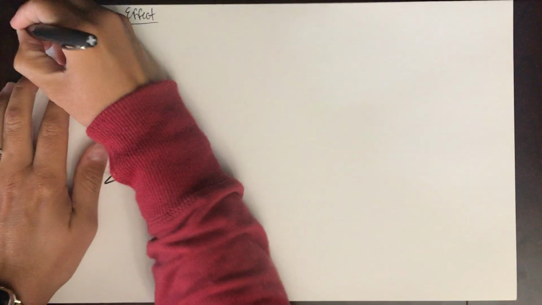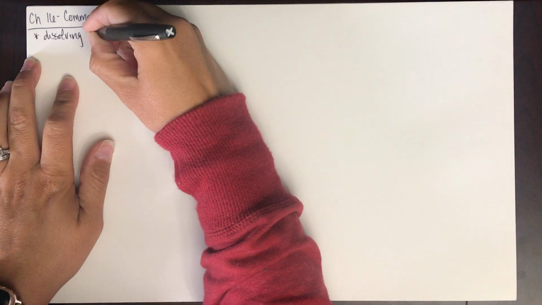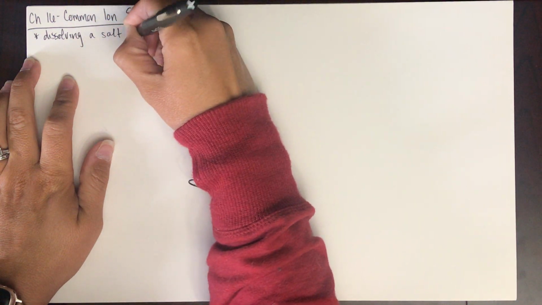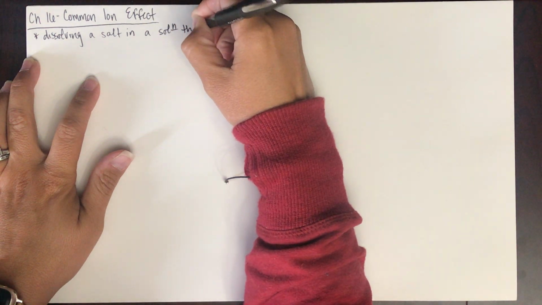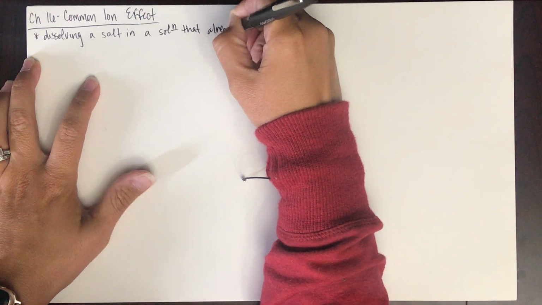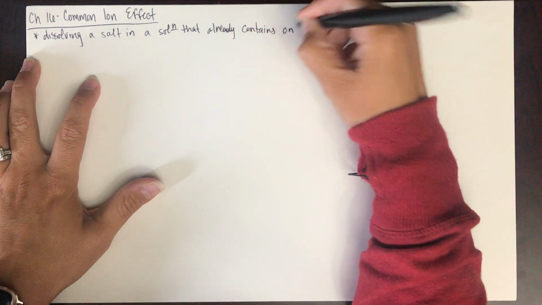All right, so let's talk about something called the common ion effect. The common ion effect is when we are dissolving one of these slightly soluble salts, but instead of dissolving it in water, we're dissolving it in a solution that already contains one of those ions. So we're dissolving a salt in a solution that already contains one of that salt's ions.